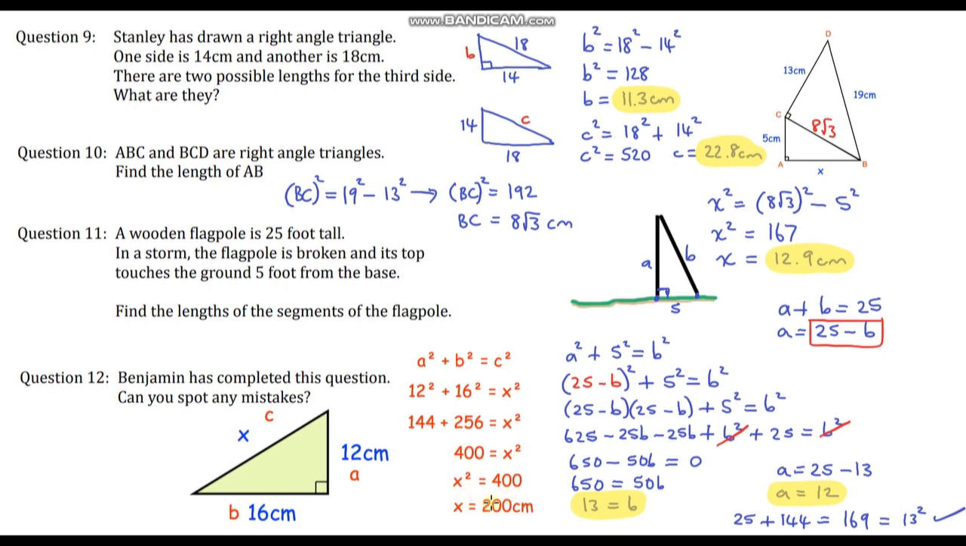So it looks like it's the very last line where he's gone wrong. He needs to take the square root of 400 to get X on its own, but he's just divided by 2. It is a common mistake people make. But the square root of 400 is 20. So he's just got one too many zeros. But the square root of, let's write it down, the square root of 400 is equal to 20. So his answer should have been 20 centimetres, not 200 centimetres.